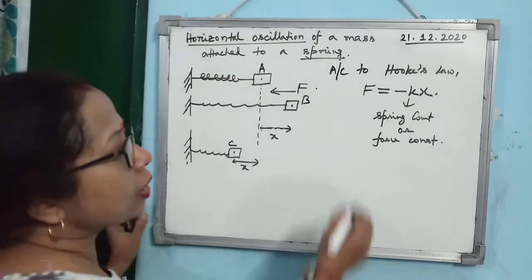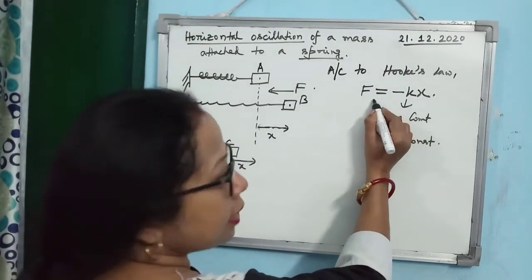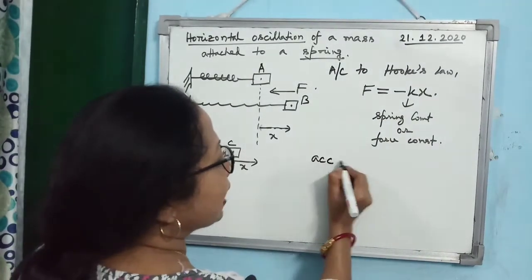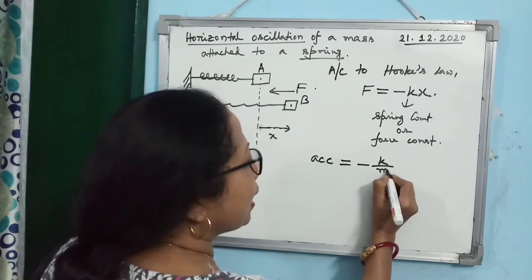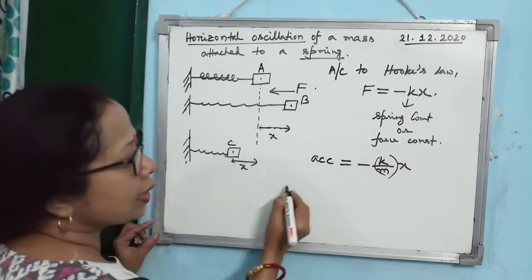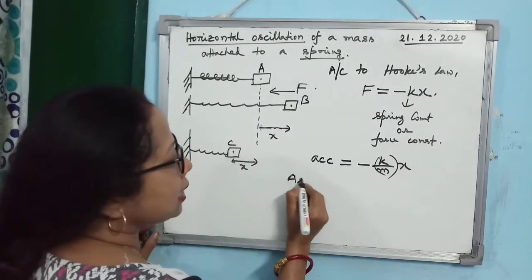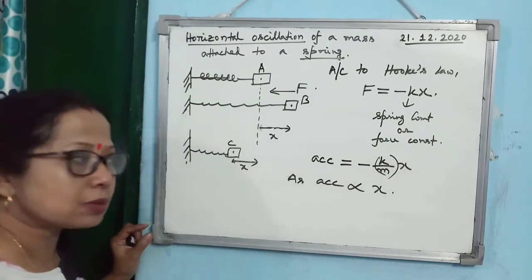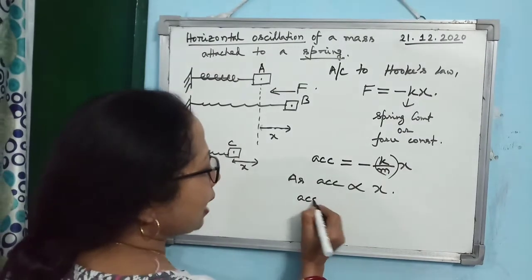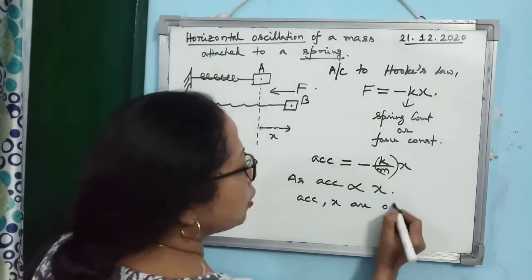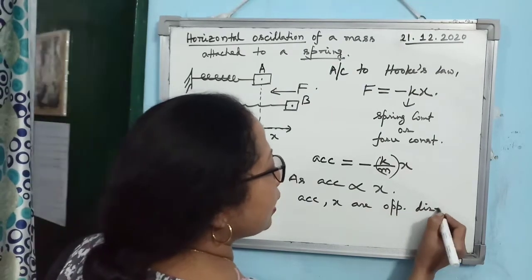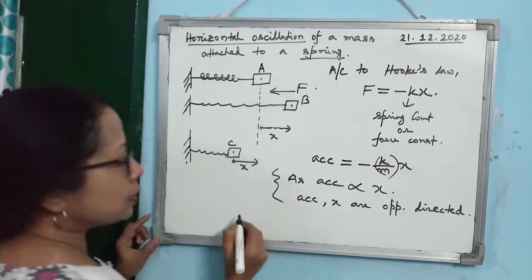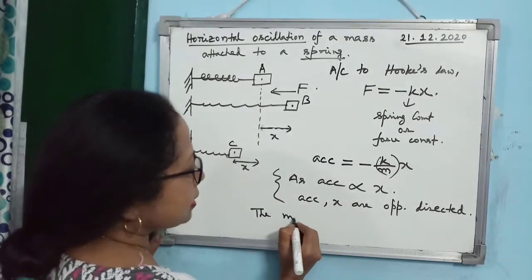Applying our concept, the restoring force acting on it according to Hooke's law is minus k into x. So what will be the acceleration? It will be minus k by m into x. From this relation it is clear that acceleration is directly proportional to displacement, and the negative sign indicates that acceleration and x are oppositely directed. I am writing in short. These 2 points together prove that the motion is SHM.